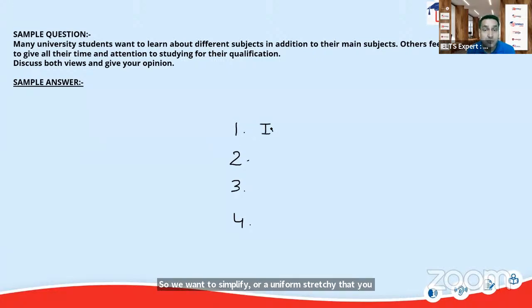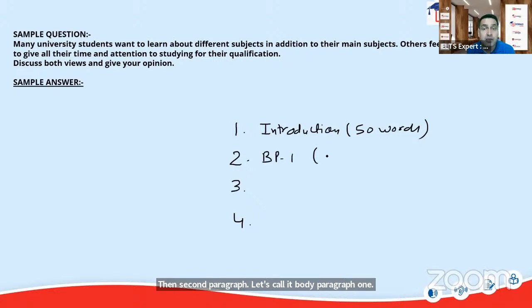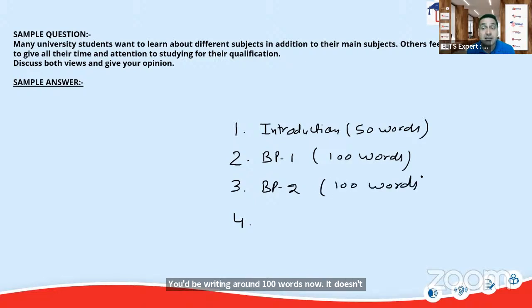So the first paragraph would be the introduction. You would be writing around 50 words here. Then the second paragraph, let's call it body paragraph 1. I'll be writing it in short, body paragraph 1. You'd be writing around 100 words here. Then the third paragraph, let's call it body paragraph 2. You'd be writing around 100 words. Now, it doesn't mean that there would be exactly 100 words, but in the range of that. Then we would be writing our conclusion.